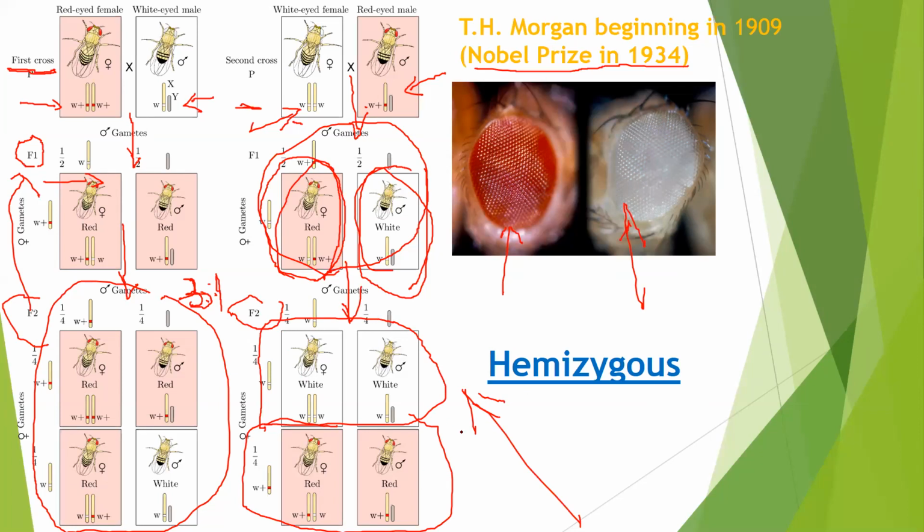And again, this is an important concept, right? Hemizygous, because if you look at the male individual, this gene is only on the X chromosome. On the Y chromosome, there's no such gene there. So we only have one copy of the allele: hemizygous.